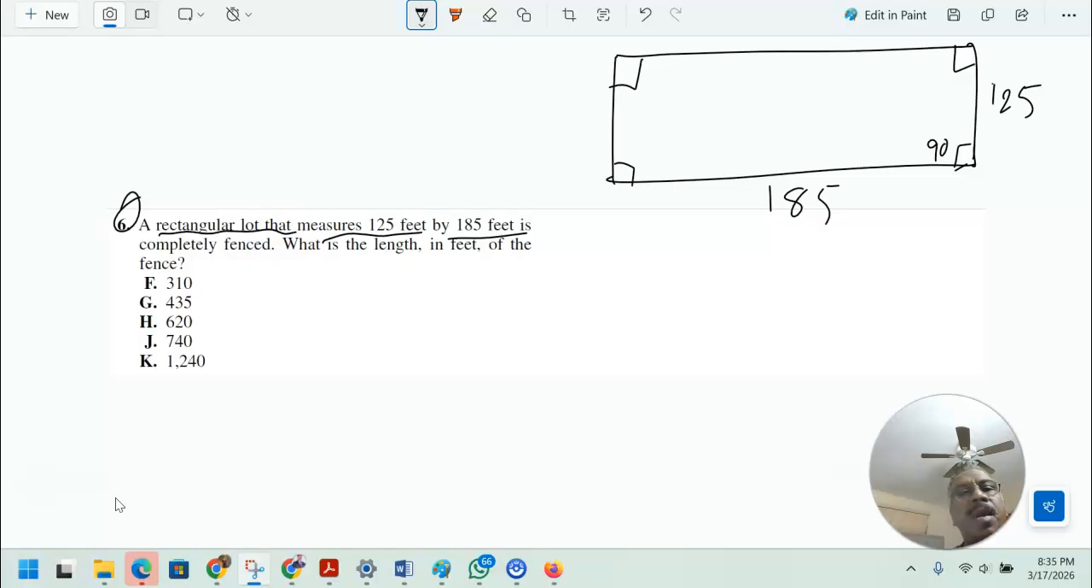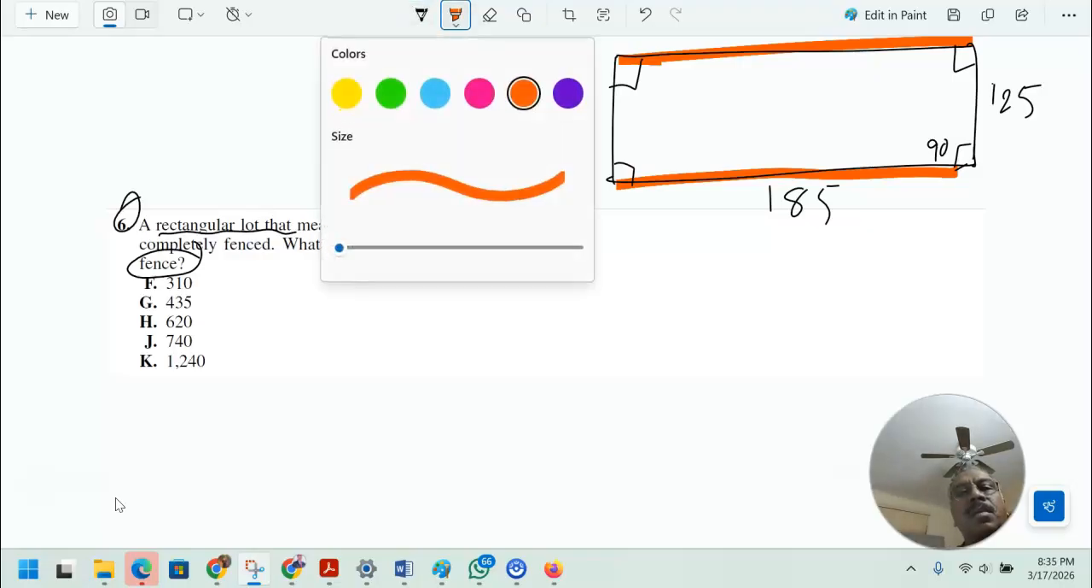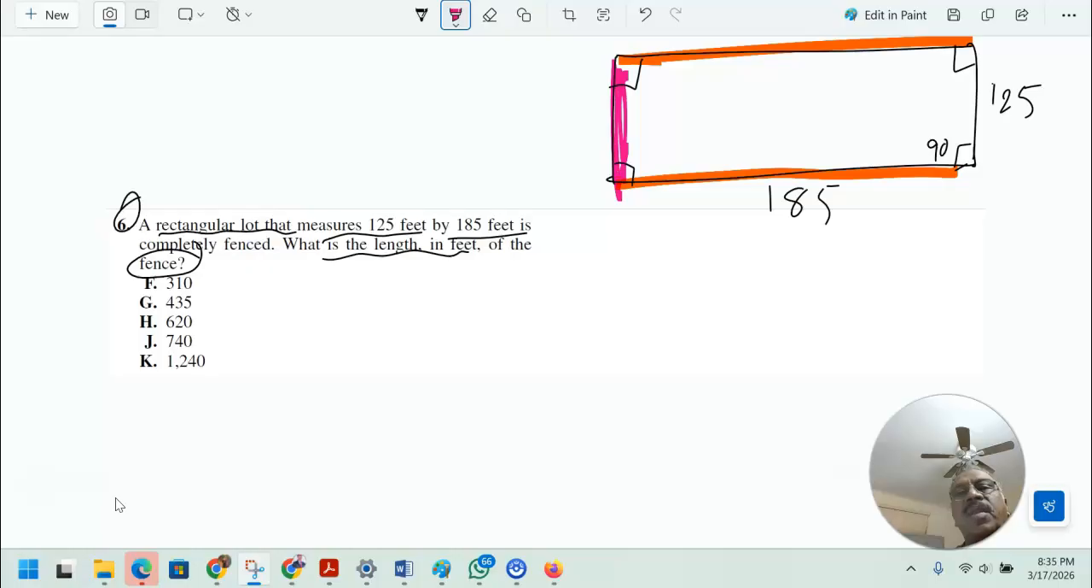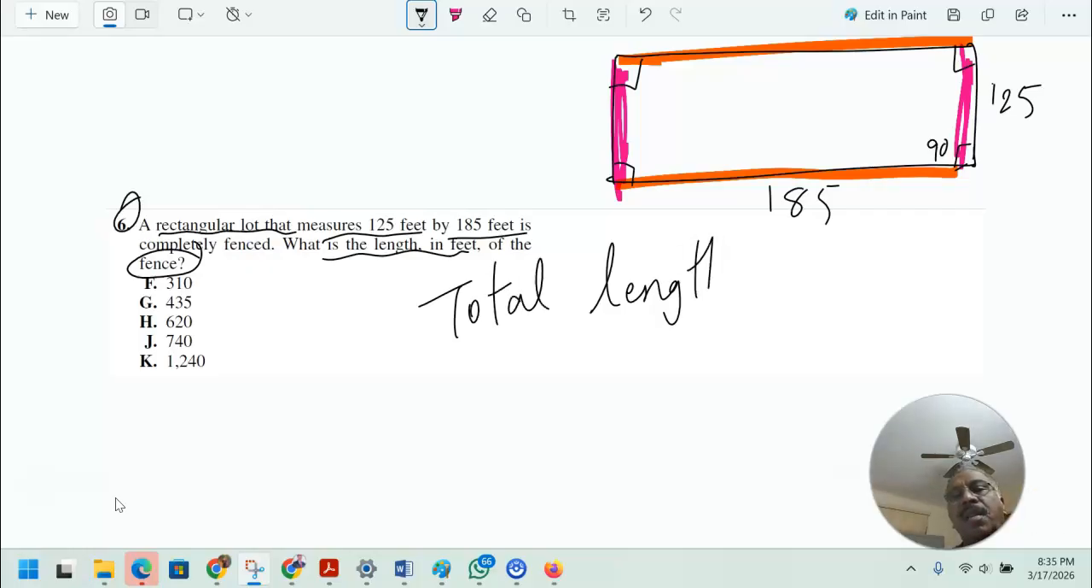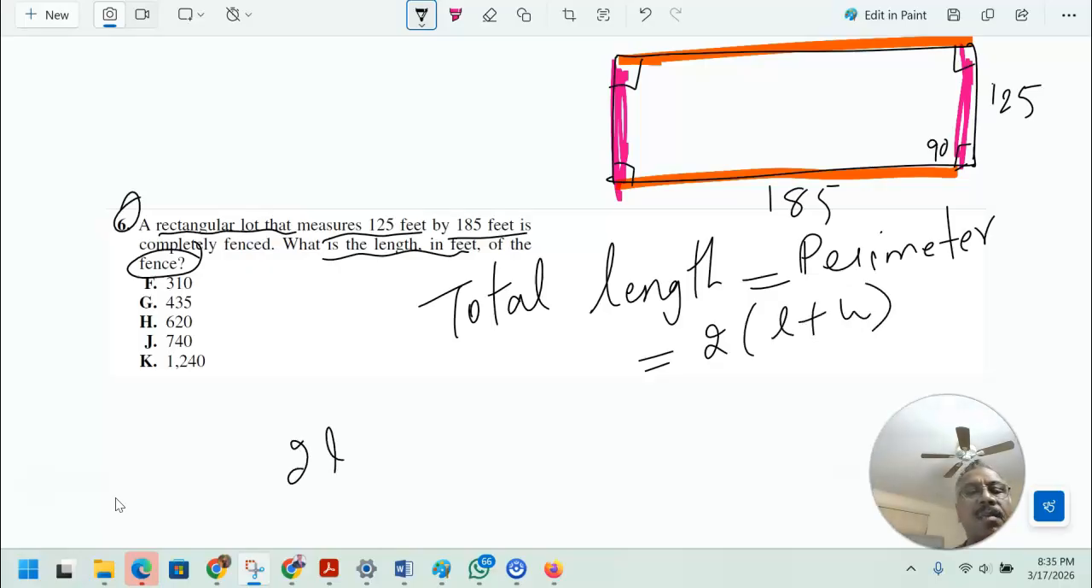And when you talk about the length of the fence, it means the perimeter, you're adding all around this. So this and this are the same, and also this width and this width are the same. So the total length, or how much fence is needed, is the perimeter of the rectangle. And what is the perimeter of a rectangle? It is 2 times length plus width. Of course, sometimes you write 2 length plus 2 width.